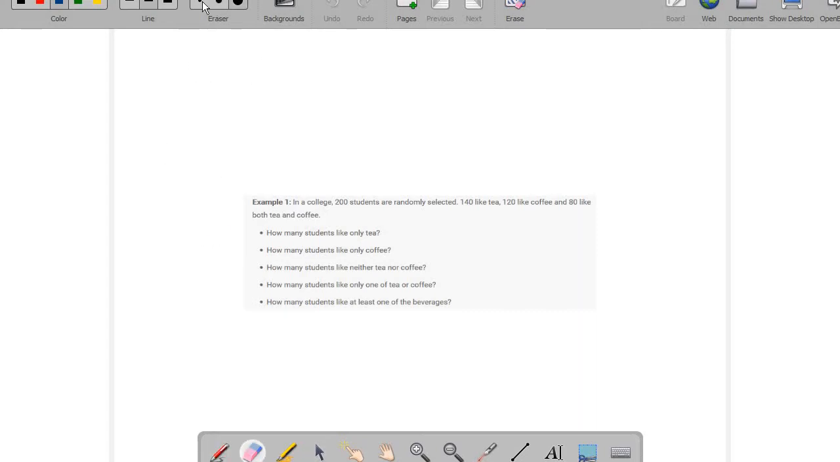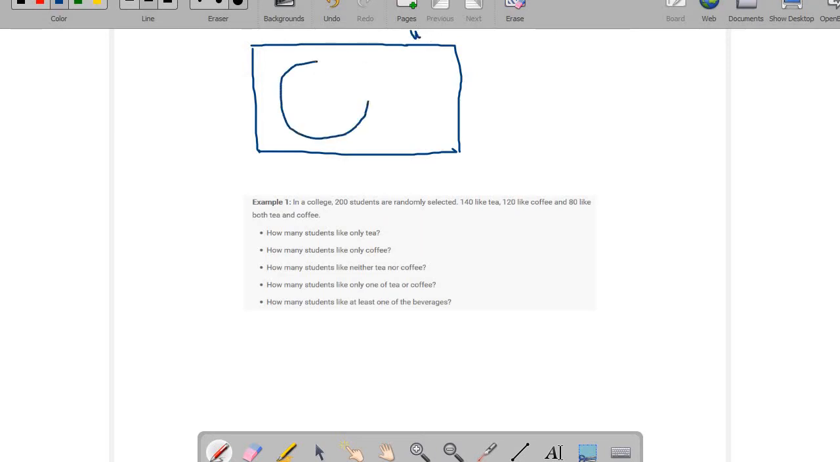Alright, so again, we're going to use the rectangle for our universal set. Then when you're writing the information in the circles, the best thing to do is to put the intersection first. The number that should be in the intersection is the only piece of information here that we're sure about, that 80 persons like both tea and coffee.